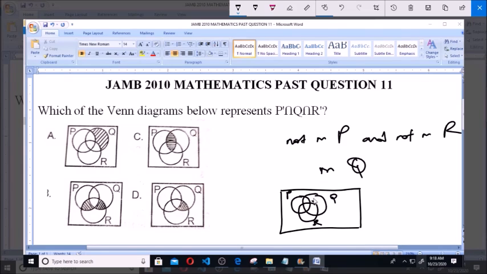Any part of Q that intersects with P must not be shaded, and any part of Q that intersects with R must not be shaded. Why? Because the question is telling us that this content is not in P and R. So the only shaded part can be the part that is outside P and R, which is this side. And if you look at this, option A corresponds to our shaded area. So option A is the correct answer to this question.